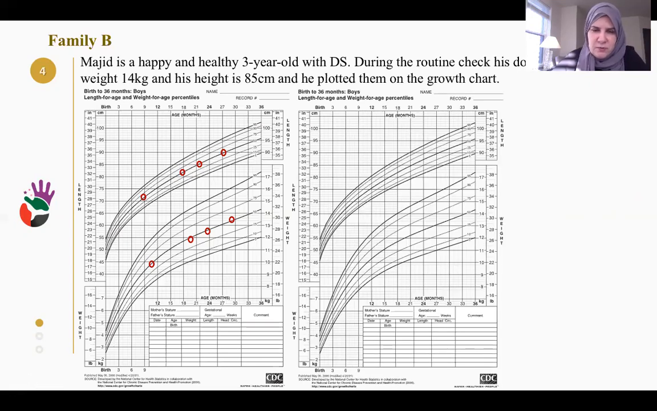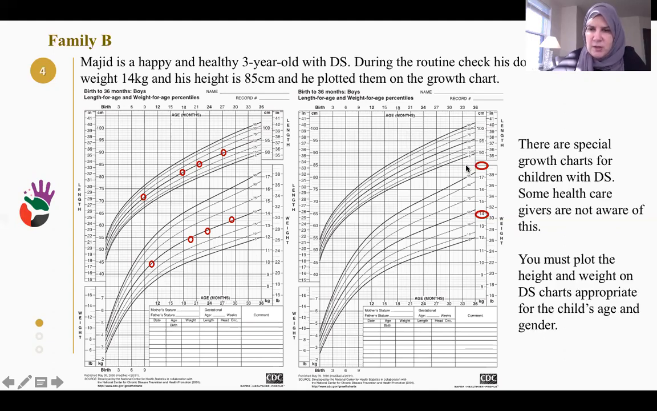So let's do this for Majid. Majid's weight is 14 kilograms. He's 36 months. So it's somewhere around here, and this is within normal. And then his height, 85 centimeters, which is this one, is way below the normal. And so the parents start to get worried.